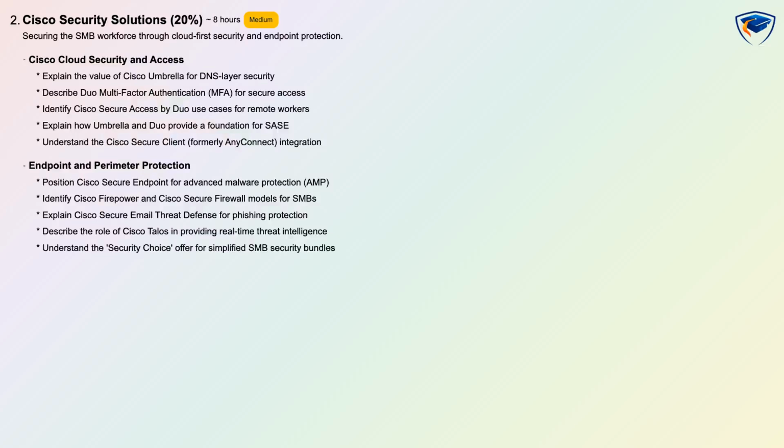Moving on to the Cisco Meraki product portfolio, you will learn how to position Meraki MS switches for SMB access and aggregation layers, identify Meraki MR wireless access point features for high-density SMB environments, explain Meraki MX security and SD-WAN capabilities for branch connectivity, and describe Meraki SM for mobile device management.